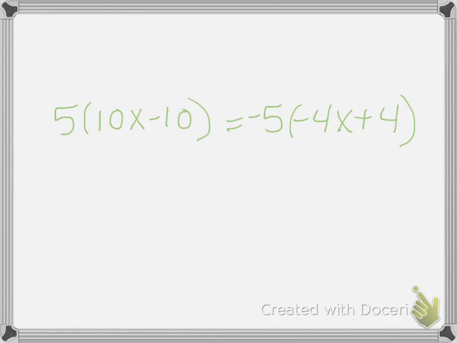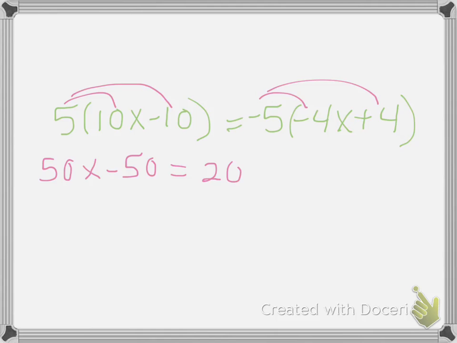Okay, this we're going to have to do some distributing first so that we can start simplifying. So I'm going to distribute this. 5 times 10x is 50x. 5 times negative 10 is negative 50. Got to distribute this. Negative 5 times negative 4 is a positive 20x, okay? Because a negative times a negative is a positive. This negative 5 times positive 4 is negative 20.